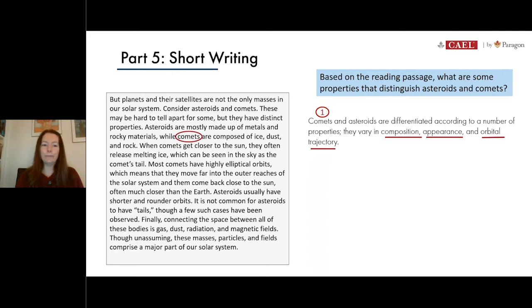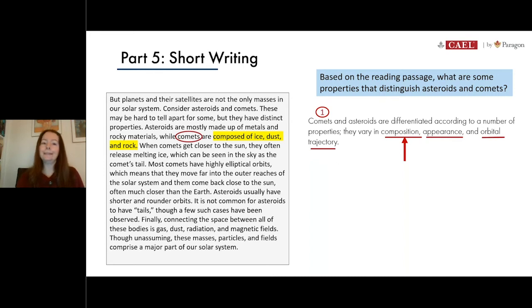So remember, we're looking for information about the comet's composition. That's the first property. So there it is there. I've highlighted it in yellow just so we can all see it together here today. So we see that comets are composed of ice, dust, and rock.